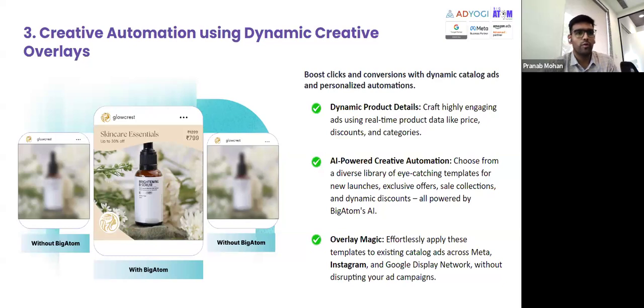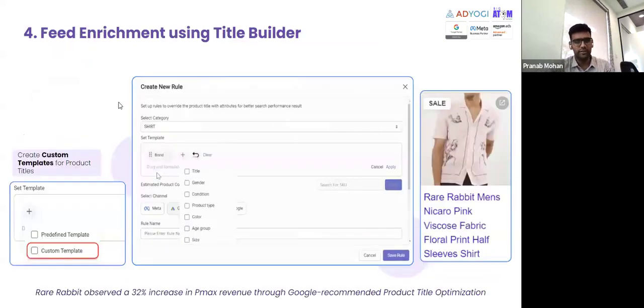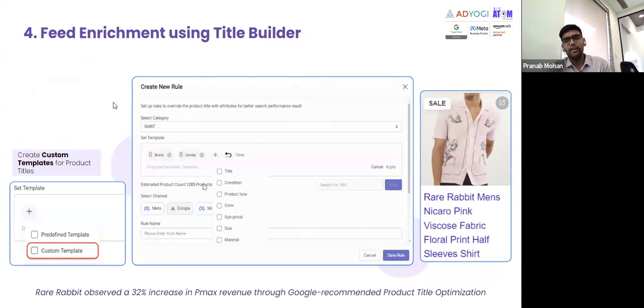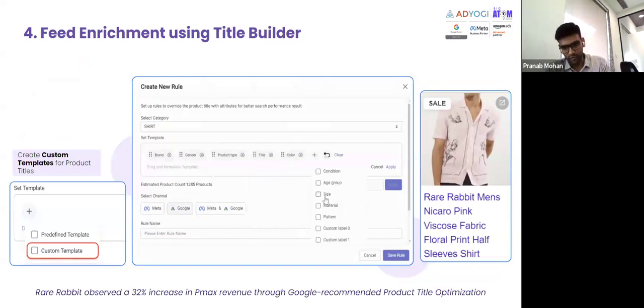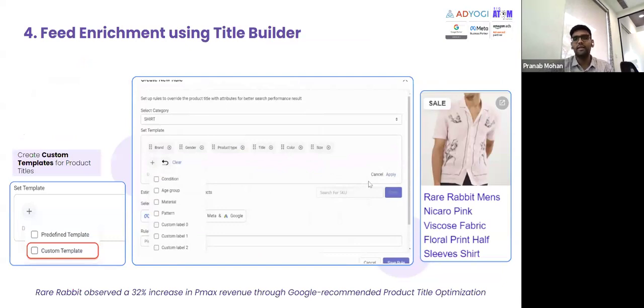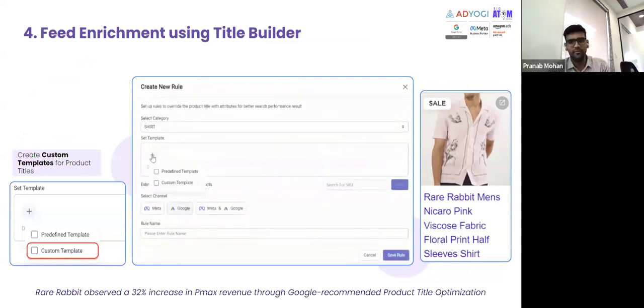The last thing we want to talk about is feed enrichment using the feed AI filter or the title builder. Within Google Shopping, it becomes more important that your products correctly match what users are searching for or typing on Google. The better optimized your shopping titles are, the more advantage Google has to pick up those products and match them to those specific search queries.